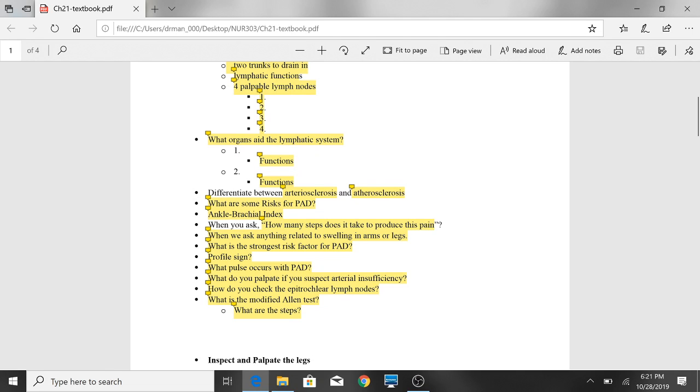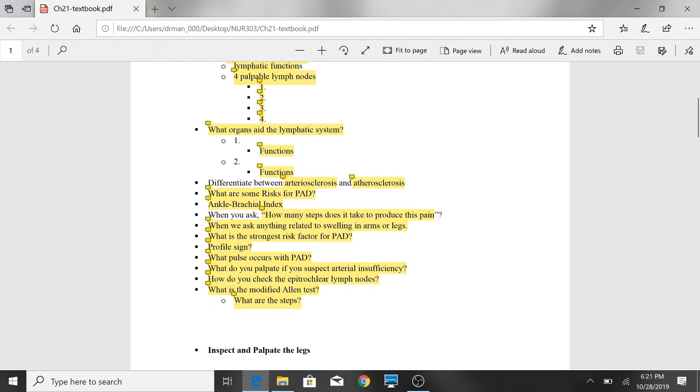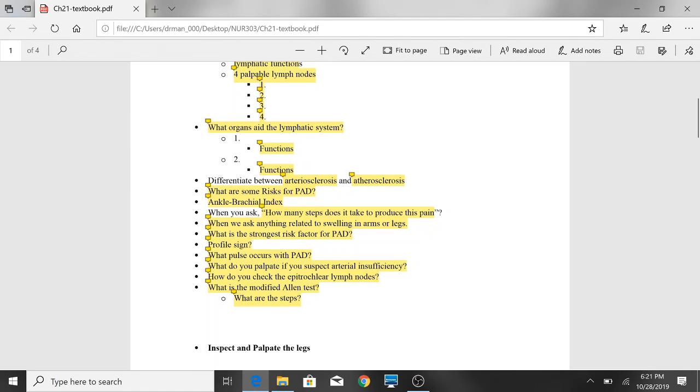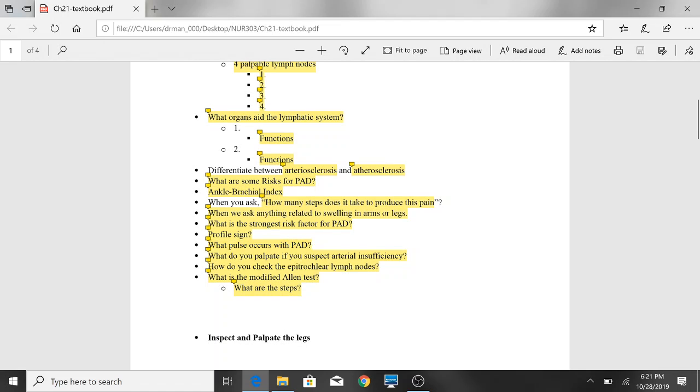Strongest risk factor for pain, obviously smoking. However, if you start smoking under the age of 16 years old, it doubles the risk. Also read up on the profile sign. It's pretty interesting. It looks at clubbing, and the normal angle for the fingernails is 160 degrees. This one should be pretty easy.